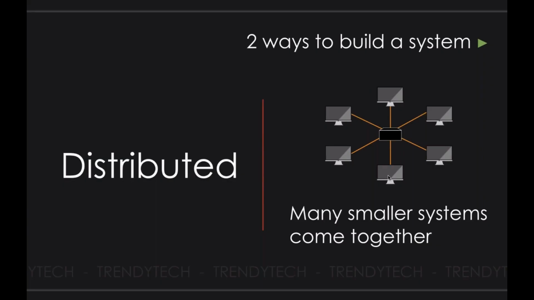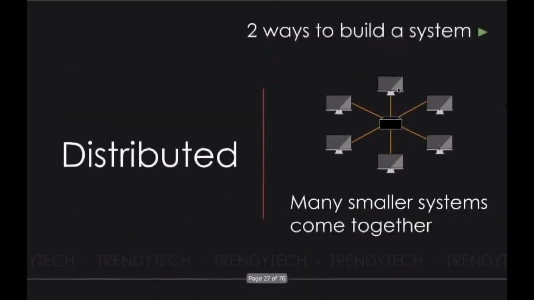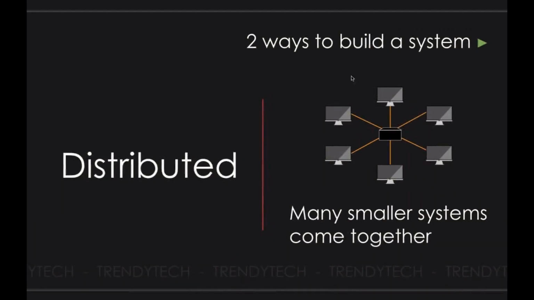And each system ideally or technically is called a node. For example, this might be node 1, this will be node 2, 3, 4, 5, 6. This is a 6 node cluster. Together it is called a cluster. So distributed systems is nothing but many smaller systems coming together to solve a purpose. And each small system is called a node, and together it is called a cluster. So in this case, what you see on the screen is a 6 node cluster.